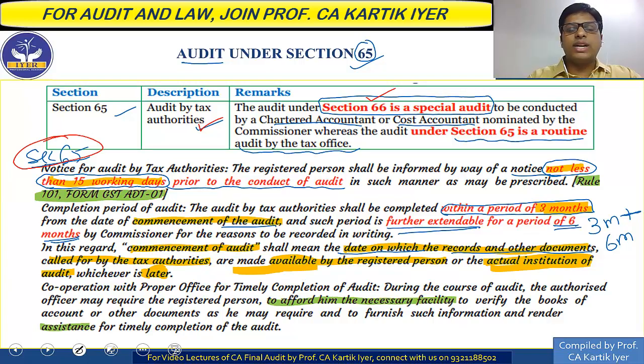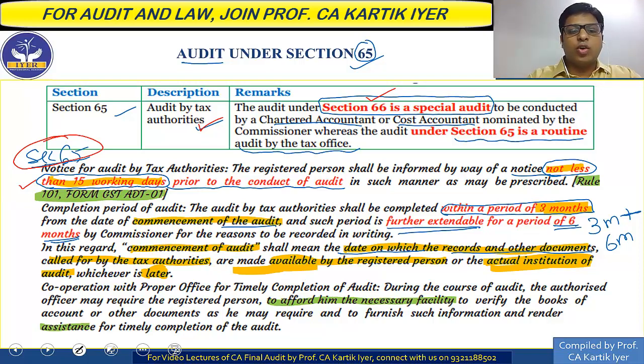Notice for audit by tax authorities. The registered person shall be informed by way of a notice not less than 15 days prior to the conduct of audit in such manner as may be prescribed. Again, a very important part for MCQs. Rule 101, form GST ADT-01. So that is the basic rule and the form that they are provided here.